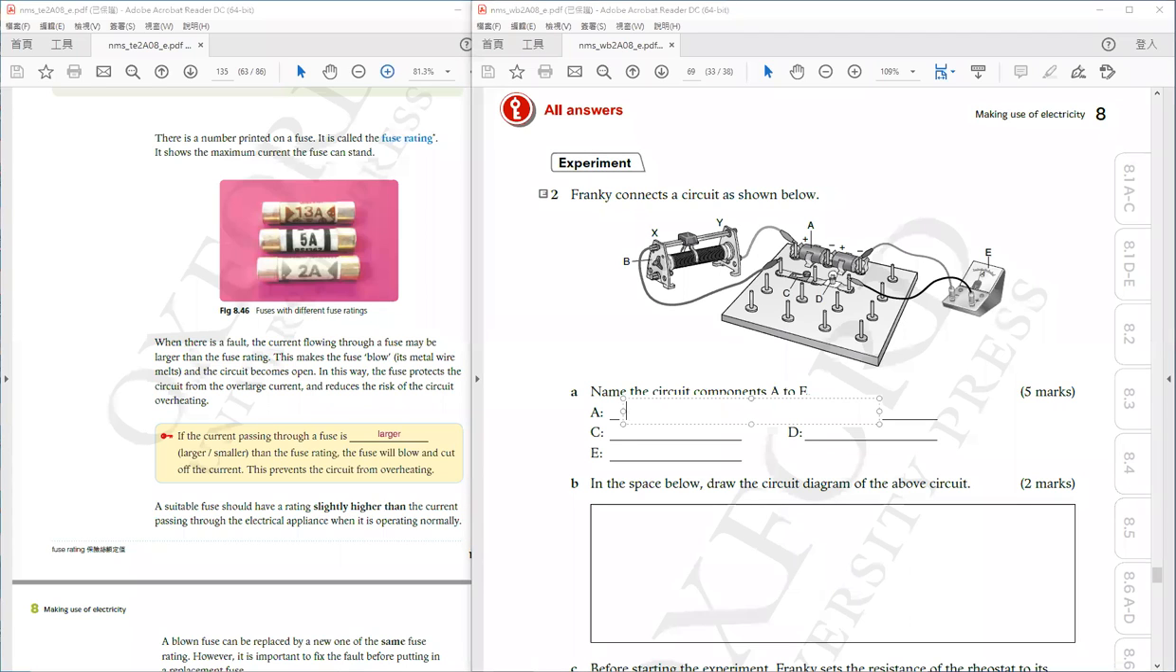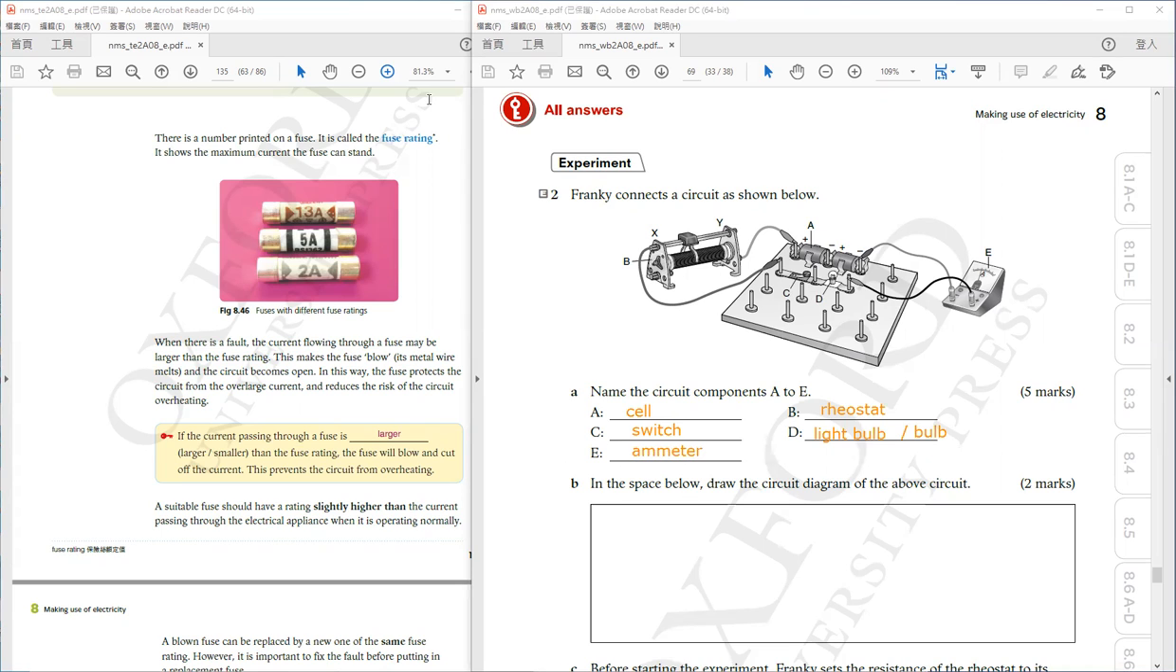So for A, we call this the cell. Component A is a cell. Component B is a rheostat. Component C is a switch. Component D is the light bulb, or simply, you can just say it's a bulb. Component E is an ammeter.